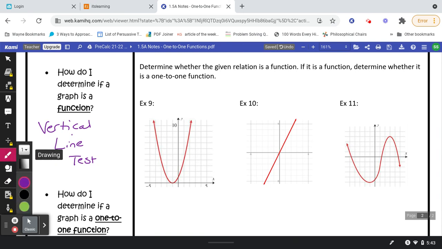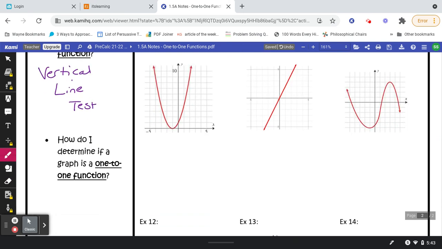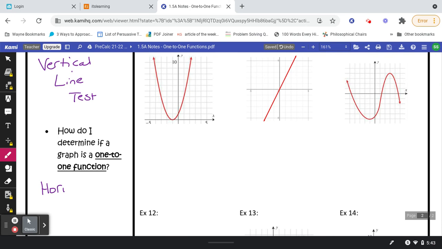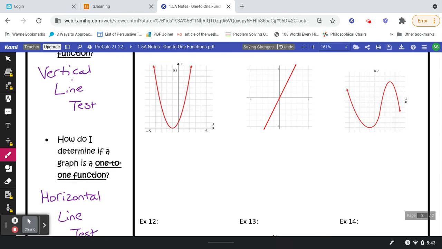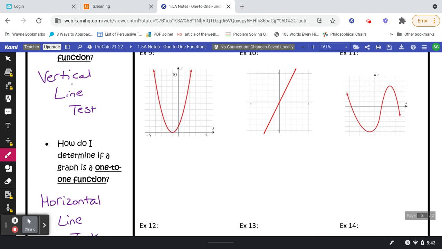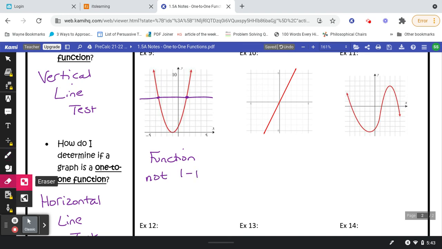Now we've got to check one-to-one. In order to check that, we're going to do something called the horizontal line test. Same exact thing, except you're going to drag a horizontal line, right and left, across your graph and see if it touches more than once. Right here, you can see that it touches once and twice. So this is a function. It passed the vertical line test, but not a one-to-one function. Fails the horizontal line test.